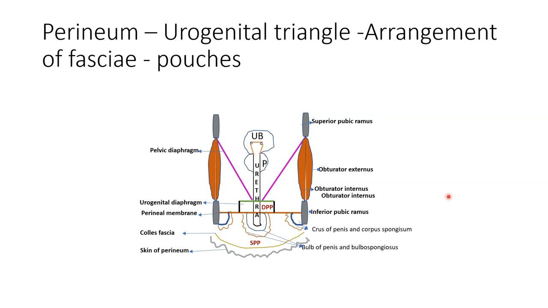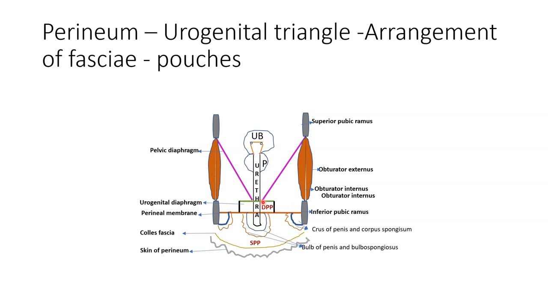and that anal opening will be entering into the perineum. And you can see the urinary bladder with the interior of it showing the openings of the ureters and the urethral opening, and the prostate gland we are seeing, and you can see the urethra passing into the perineum. Now there is the superior fascia of the urogenital diaphragm. This is the green one. Then you are seeing below the perineal membrane, that is the inferior fascia of the urogenital diaphragm.